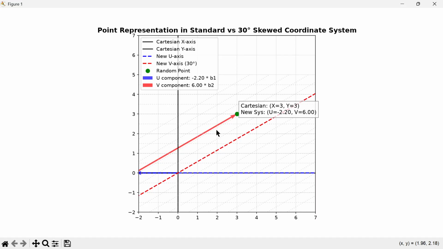Hello guys, in this video we'll be looking into the cylindrical coordinate system. So what is a coordinate system? A coordinate system is something that allows us to map the points in space. We can have any number of coordinate systems.